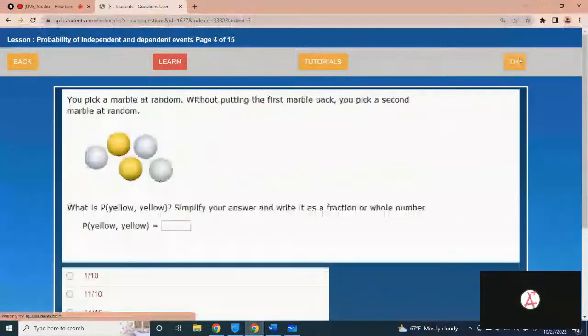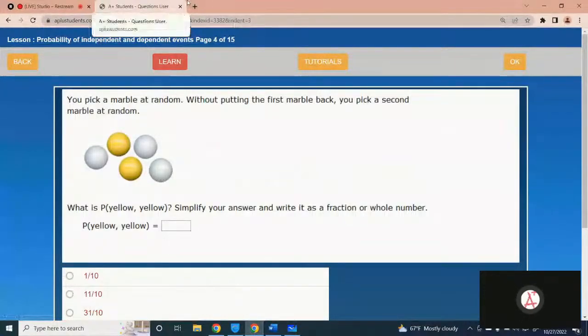Okay, just move on to the next one. You pick a marble at random. Without putting the first marble back, you pick a second marble at random. What is the probability of getting yellow and yellow? Now, are the events dependent or independent?